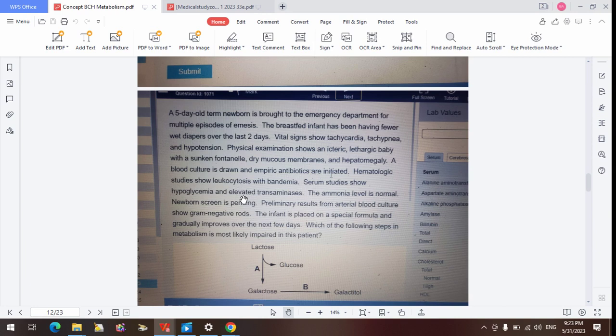And they told us that they did the culture and it grew gram-negative rods. An example of a gram-negative rod is E. coli. So E. coli sepsis is common in people with the severe form of galactosemia. We should not forget that. E. coli sepsis is one of those things. So we can see cataract.